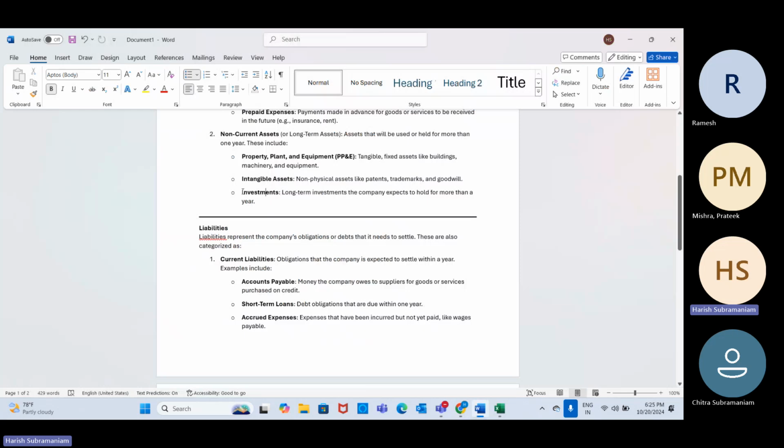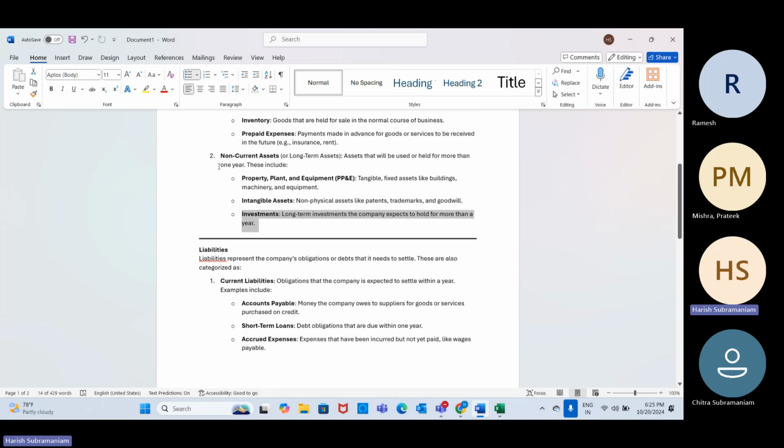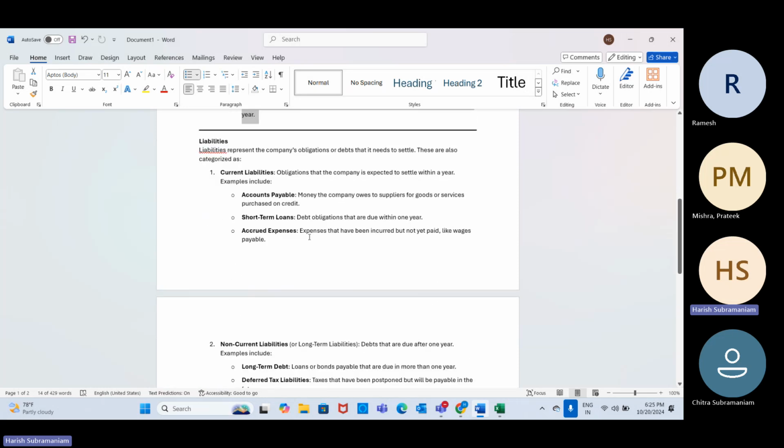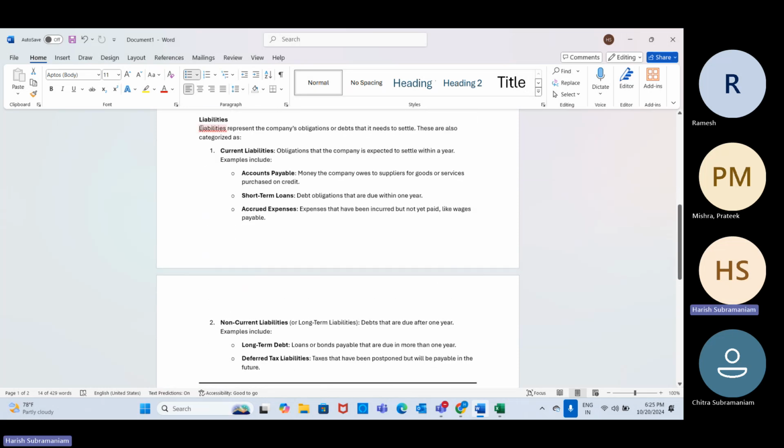And then we may have long-term investments. For example, the company has some long-term bonds or long-term fixed deposits, etc. These are long-term investments that the company has, and those are also part of non-current assets. Then we have liabilities. Liabilities are the company's obligations, what is owed to others.